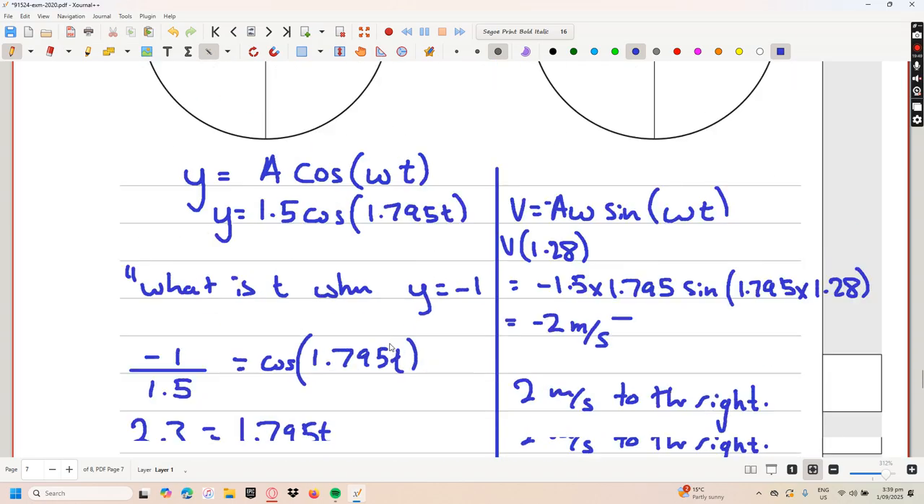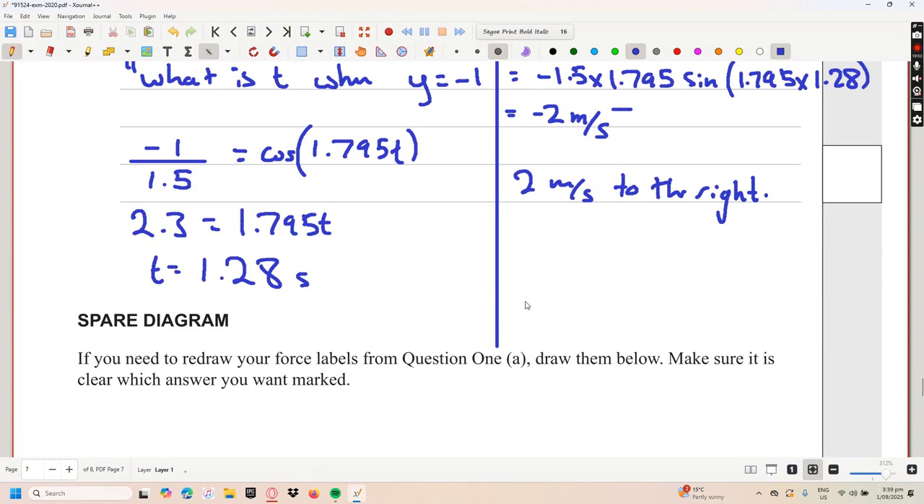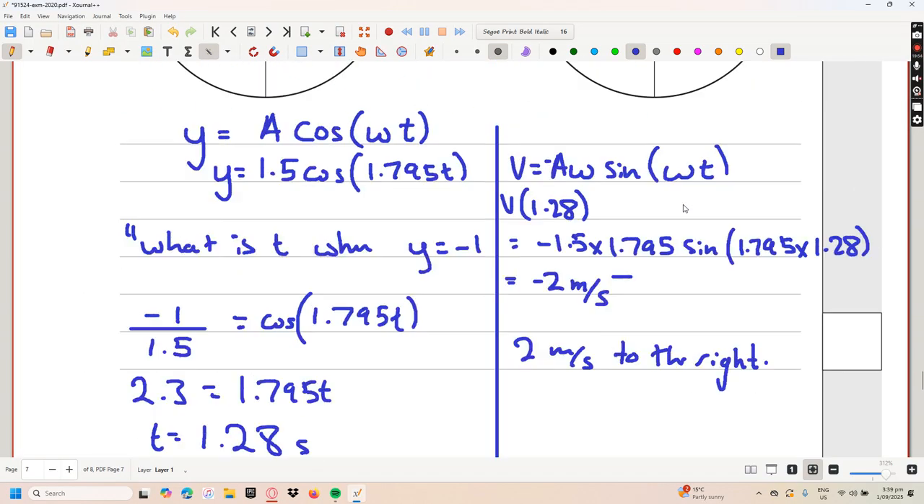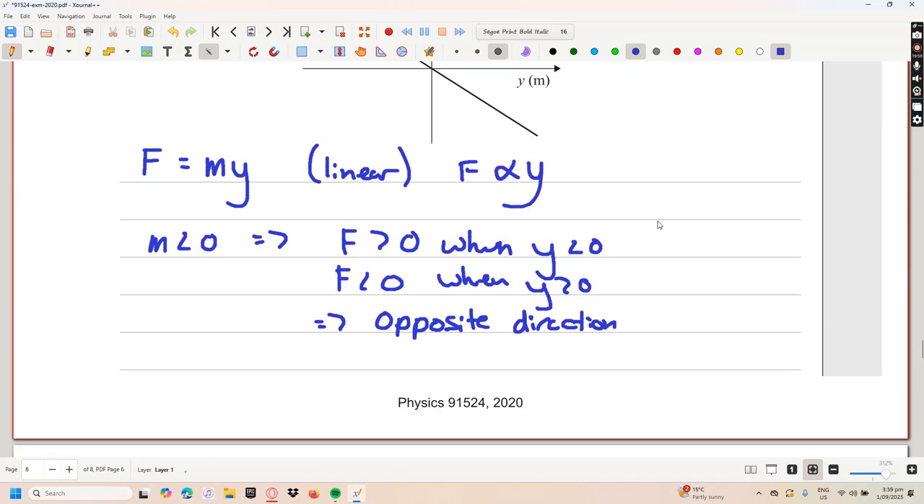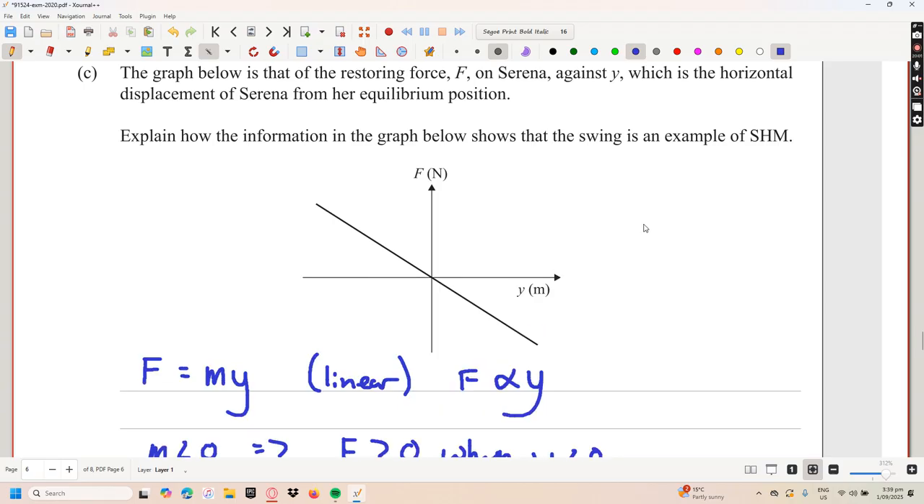This method I find better than the reference circle. It's got a bit more logic to it. And that's it. It's 20 minutes. I've sped through this because I have to go to work, unfortunately. I've got a class in 5 minutes to teach.